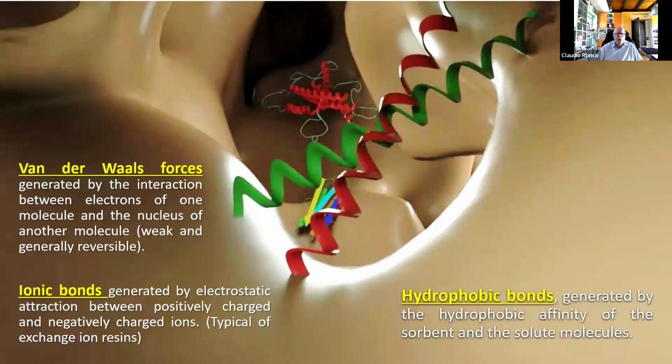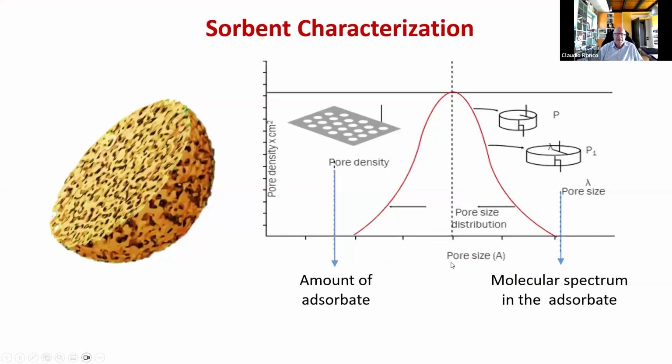What are the forces involved in adsorption? Van der Waals forces, ionic bonds, hydrophobic bonds. These are the three forces involved. And how do we characterize these sorbents that are mostly coming in beads, spheres, or fibers? Again, by pore density that describes the amount of adsorbate, and by the pore size distribution, which describes the molecular spectrum in the adsorbate. We have to point out that 1 gram of this substance has a surface area of approximately 1,000 square meters. So there is enormous surface for adsorption.